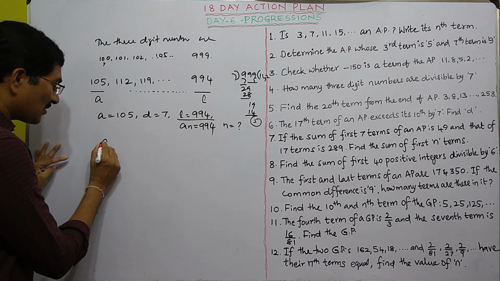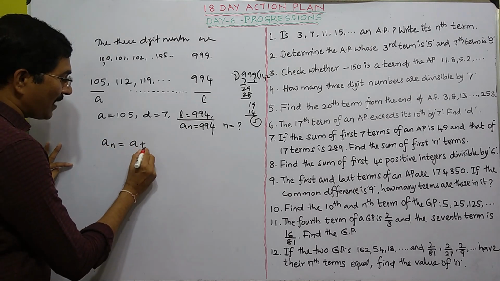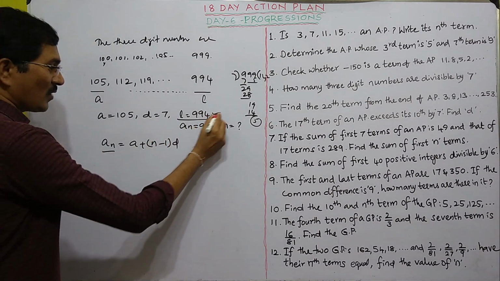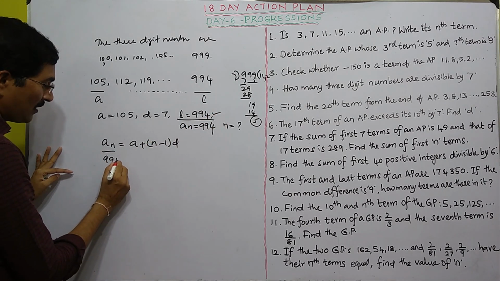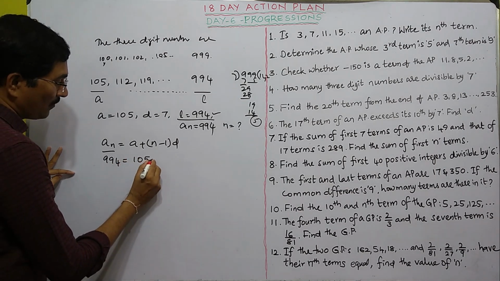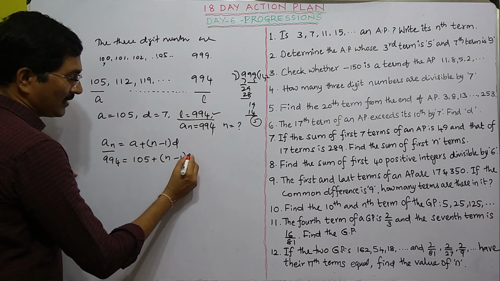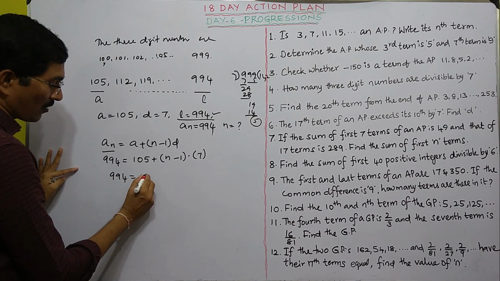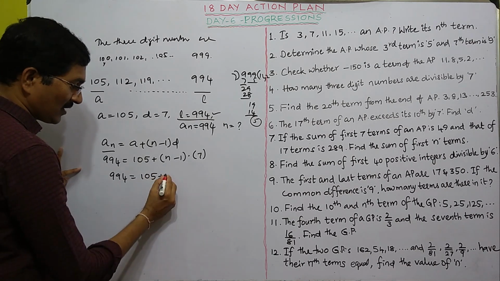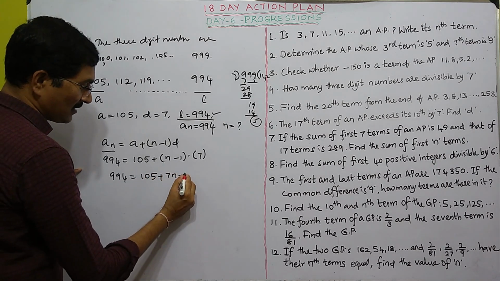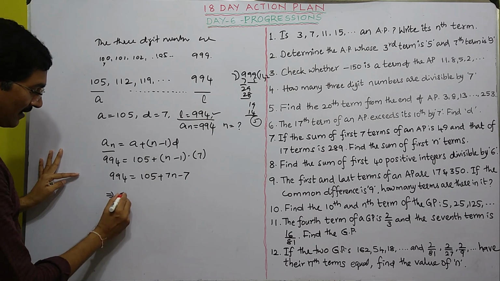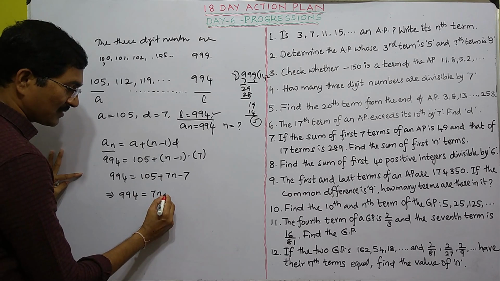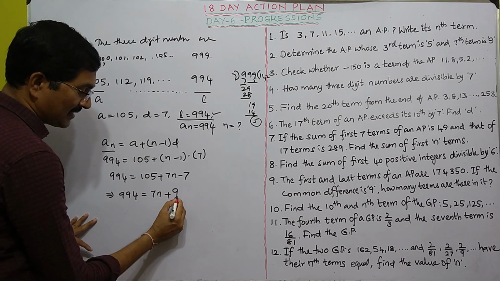In arithmetic progression, we know an is equal to a plus n minus 1 into d. Yes or no? So here an is this one. 994 is equal to 105 plus n we do not know, minus 1 into d is 7. What happens? 994 is equal to 105 plus n into 7 is 7n, minus 1 into 7 is minus 7. Now what happens? 994 is equal to 7n, and 105 minus 7 becomes 98.